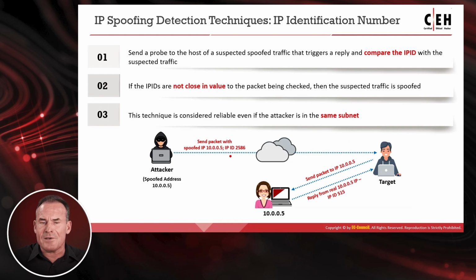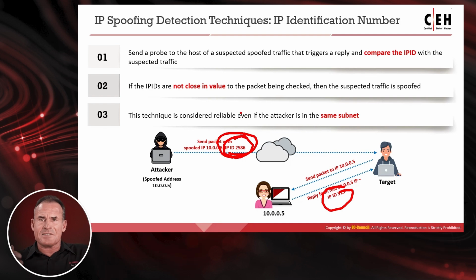So the IPID values, like we talked about in the IPID header scan, when you see a completely different range. Now, these are sequentially incrementing. So they do advance, but when you see a range of 515 versus 2586, that's a huge difference in the ranges. So that would also indicate potentially a spoofed IP address.